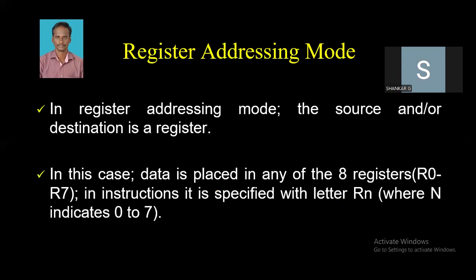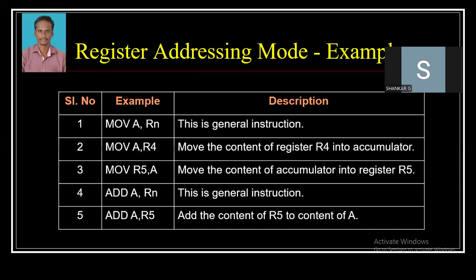First one is register addressing mode. In register addressing mode, the source or destination is a register. In this case, data is placed in any of the 8 registers, that is R0 to R7. In the instruction, it is specified with the letter Rn, where n indicates 0 to 7. A few examples are given for register addressing mode.